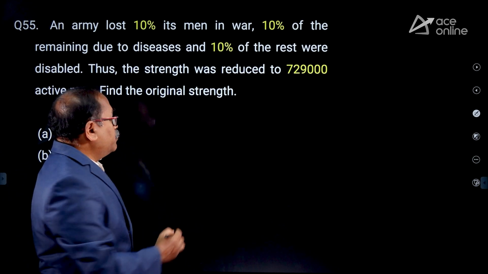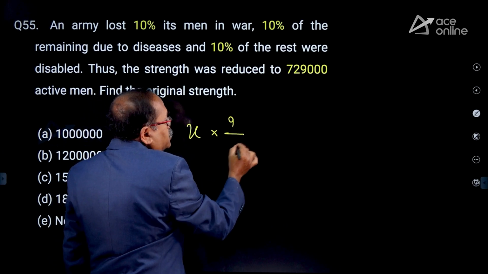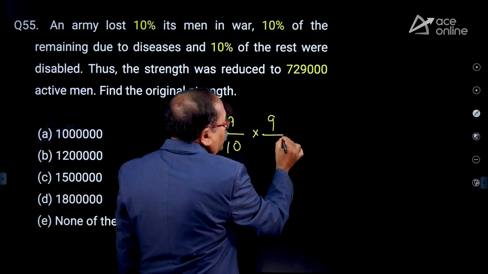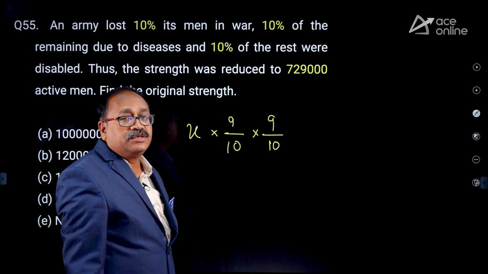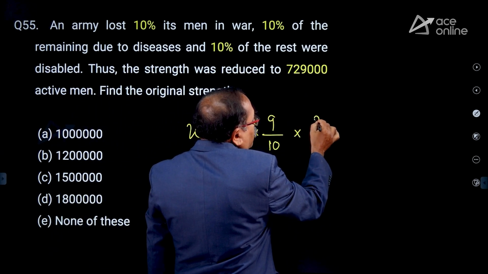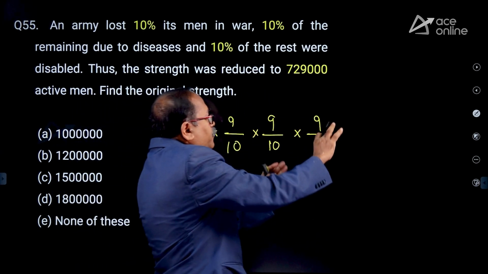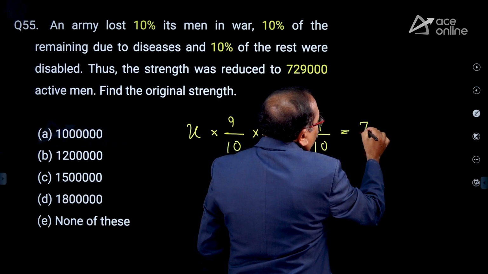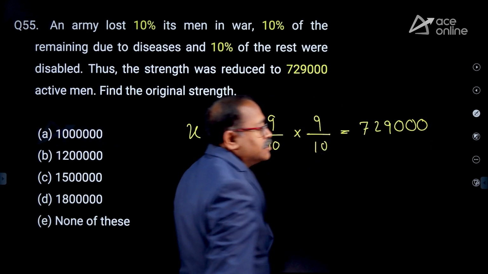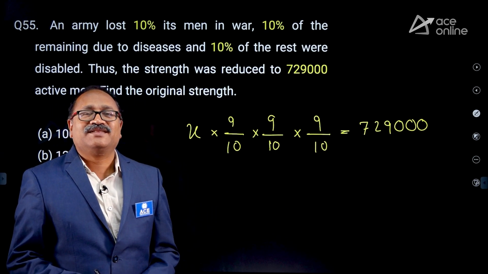Let's assume that the initial number was X. Then 10% reduced, that means 90%, which I can write as 9 by 10. Then again 10% reduced for any reason, so again 90% left, 90 by 100, which is 9 by 10. And the same thing, again 10% got disabled, that means one more 9 by 10, that is 90%. So, after reducing, the figure given to us is 729 followed by 3 zeros. That's all. If you know how to frame the equation, your answer is ready after this.